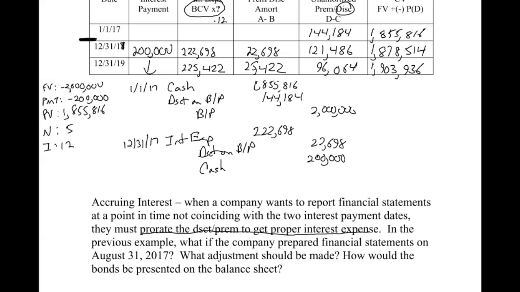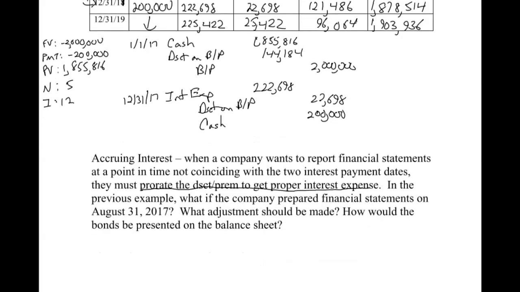Whenever you are in between two rows, take the row after, meaning this one, 12/31/17, and prorate those numbers. What I mean by that is my payment for the full year was 200,000, but I just want to know what it is for 8/12 of the year through August. That gives me 133,333.